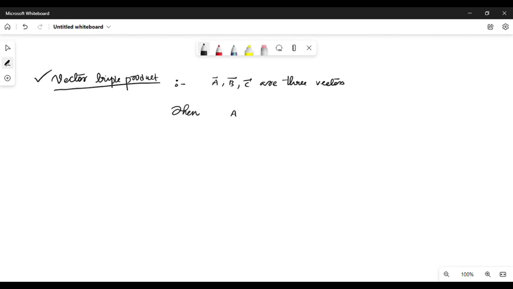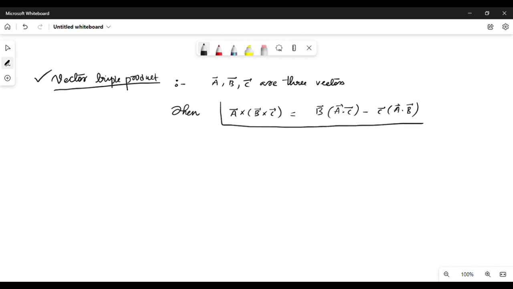Then the triple product of the vectors is written as A cross B cross C, and it is equal to the back-cap formula, that is B (A dot C) minus C (A dot B). So you can remember it like this, it is the back-cap formula. So this is the vector triple product. This identity is also very helpful, it may help you to solve many of the questions. So this is about the vector triple product.